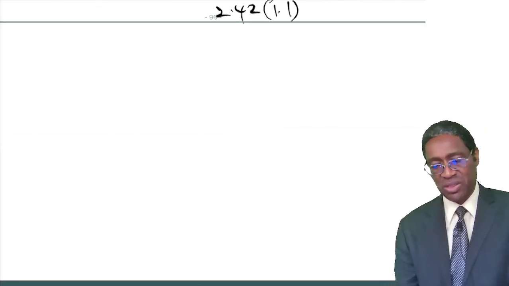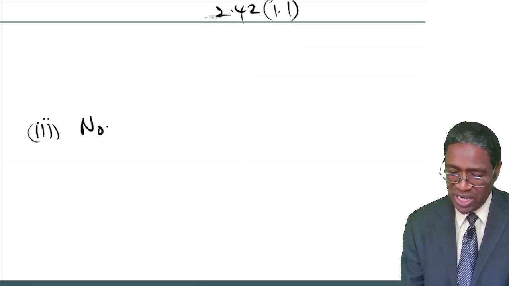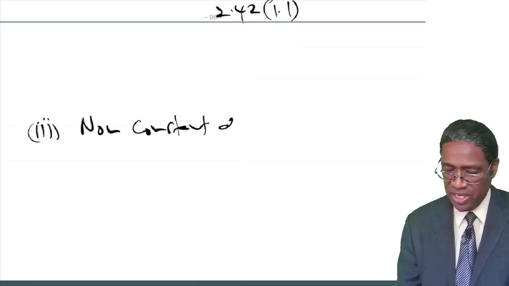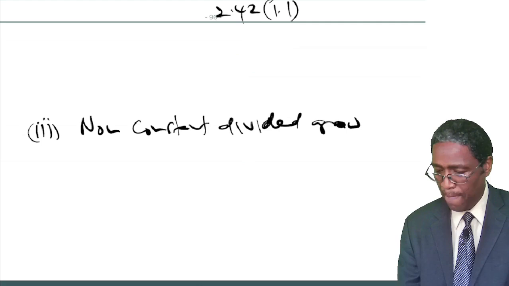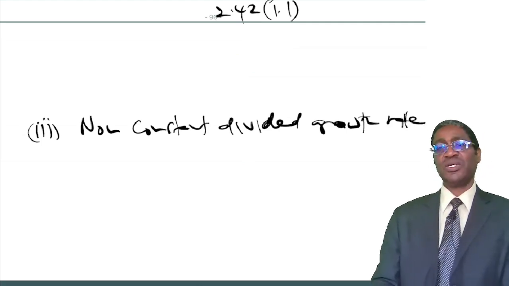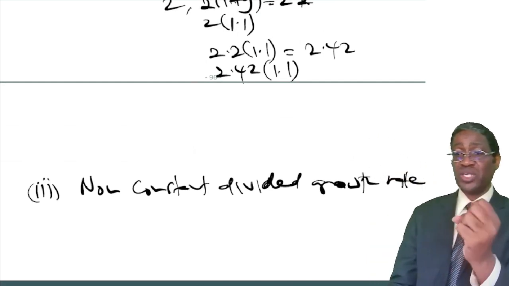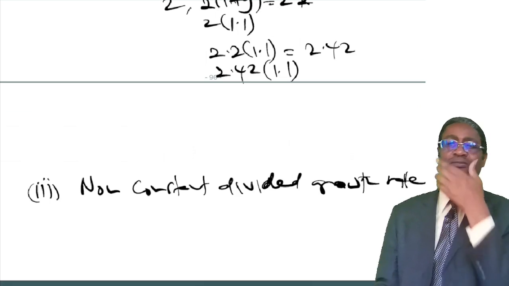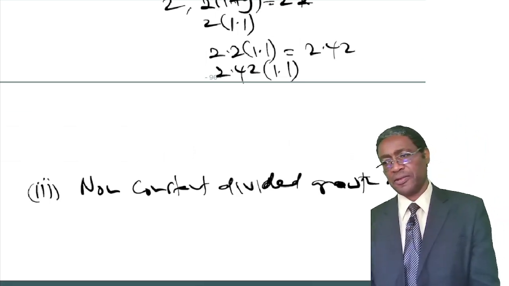Now, number 3 is where we have non-constant dividend growth. Non-constant dividend growth rate method. Listen to this now. Gordon classified ordinary shares into this third category. Let me explain it, where we are calling it non-constant dividend growth.